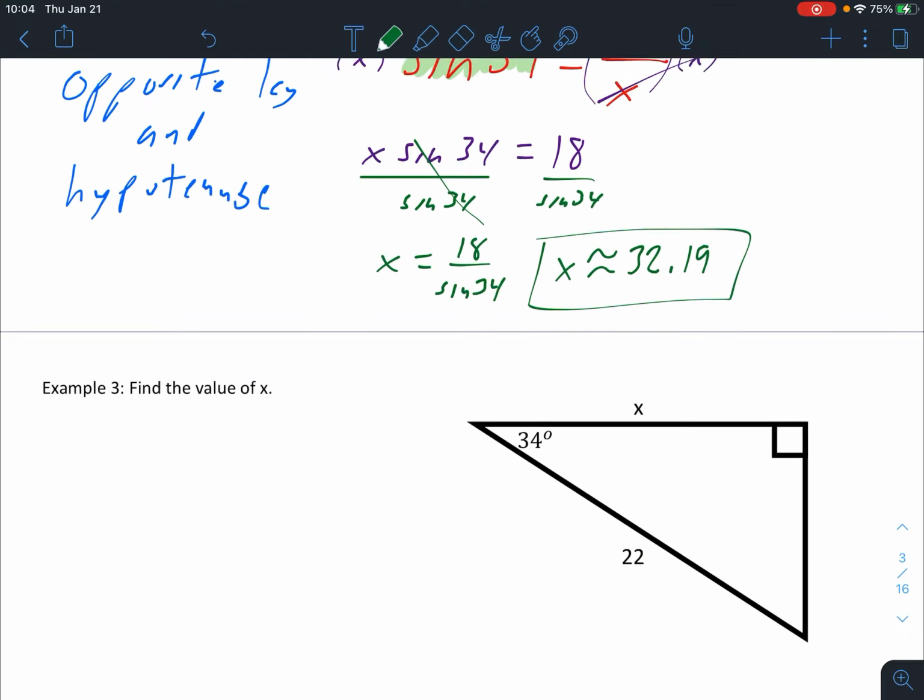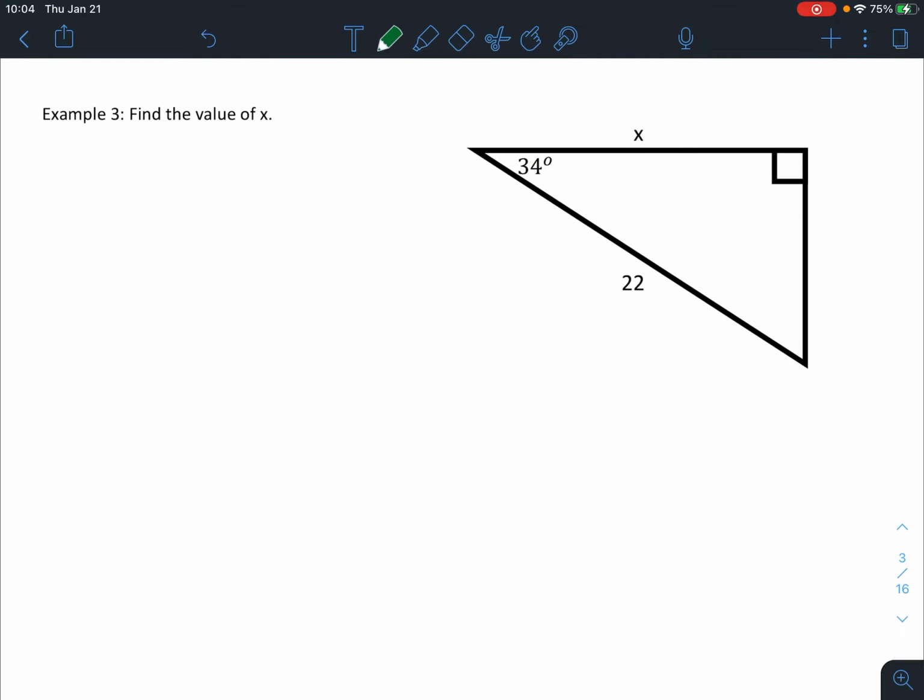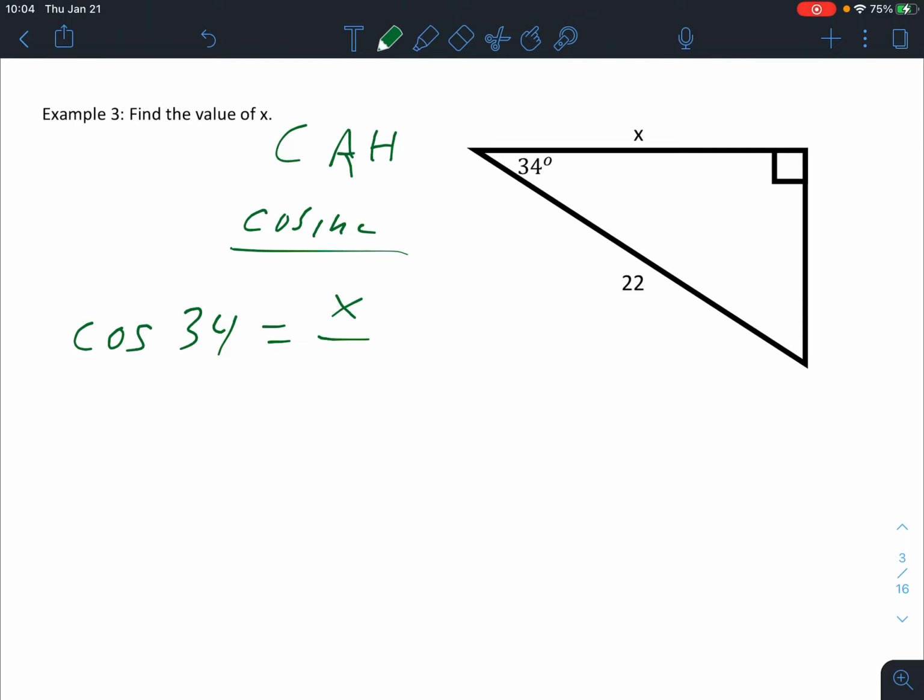Let's take a look at another one. Here we look at 34 again. 34 is the angle. Looking at 34, 22 is clearly the hypotenuse of this triangle. x is the adjacent leg to 34. So which one uses adjacent and hypotenuse? That would be CAH. So we're using cosine. Once we figure that out, now we can set up our equation. Our equation is our trig function abbreviation, followed by our angle, followed by an equal sign, equals adjacent leg over hypotenuse.